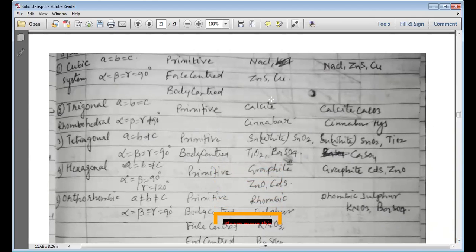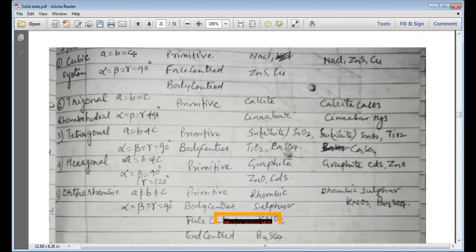Now these are the various 14 types of Bravais lattice that we can see. So first we will study the cubic system or cubic unit cell, where we have a equal to b equal to c and alpha equal to beta equal to gamma equal to 90 degree. In this cubic system, we may have primitive unit cell, face centered unit cell and body centered unit cell. If we look into the primitive unit cell, the examples are NaCl, ZnS and Cu.